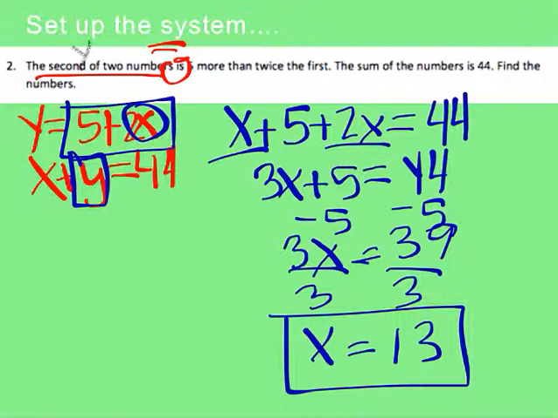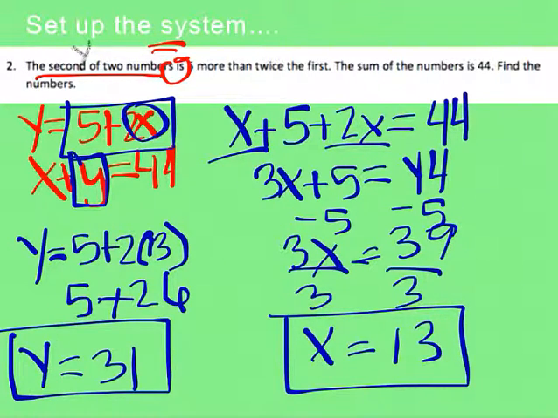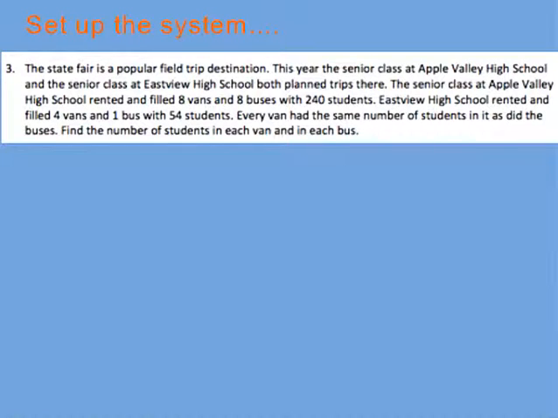So now I know that x is 13, so I'm going to plug it in for that x right there. So I get y is equal to 5 plus 2 times 13. So 5 plus 26, not minus, 5 plus 26 is going to give me 31. So then I get that y is equal to 31. And just to check our answers, make sure they add up correctly, 31 plus 13 is going to be 44. So we know we did that one correctly.